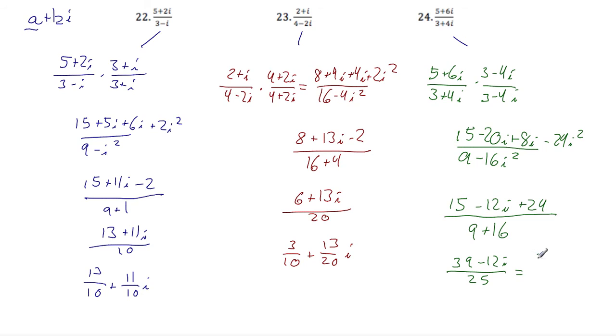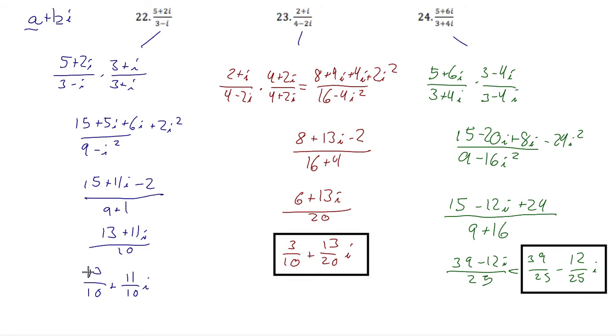Running out of room. So we get 39 over 25, not plus, minus 12 over 25, equals 39 over 25 minus 12 over 25 i. Can't reduce the fractions there, so that's our answer. Put these in little boxes. That way the teacher knows these are my answers, and I'm good.